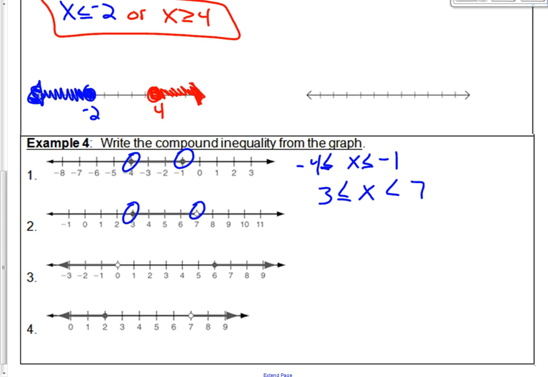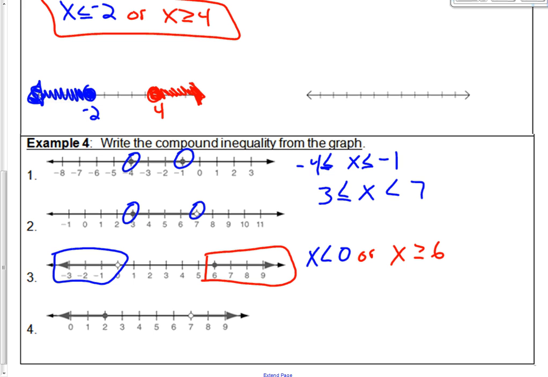Now, when I go into number 3, if you look at 3, I have two separate shadings going on. I have two separate dots there. So I'm going to write an inequality for each one of them. I'll do these in two different colors so it's easy to see. For that one, it's x is less than 0. This is how I know it's "or": I have the two tails of the graph shaded in. And then this piece right here is x is greater than or equal to 6. That's my answer for that one. Again, pretty easy, pretty straightforward.